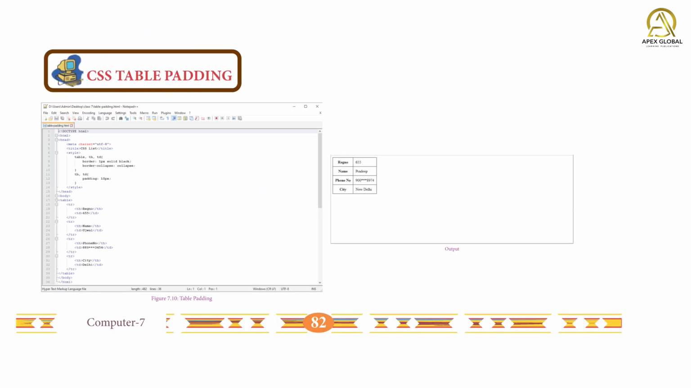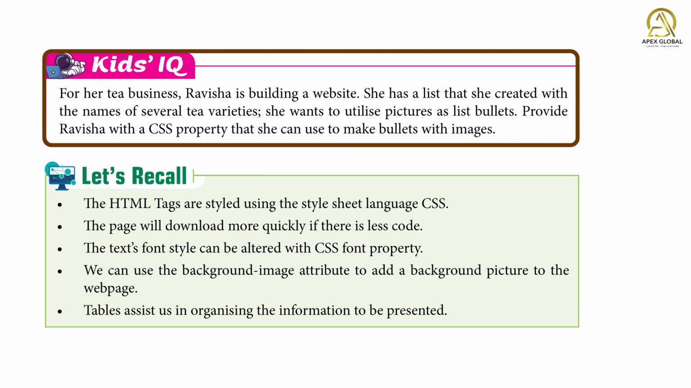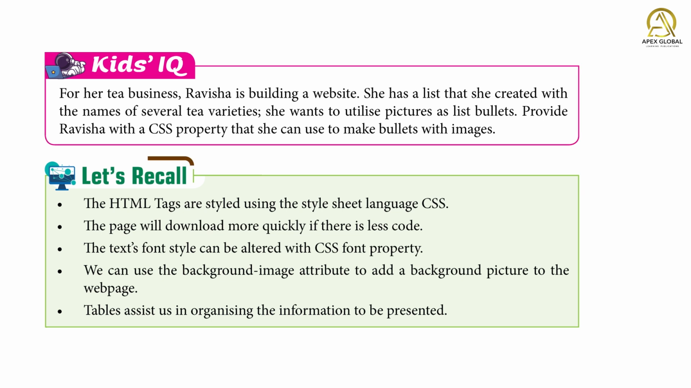CSS table padding. Kids IQ. For her tea business, Ravisha is building a website. She has a list that she created with the names of several tea varieties. She wants to utilize pictures as bullets, as listed below. Provide Ravisha with a CSS property that she can use to make bullets with images.